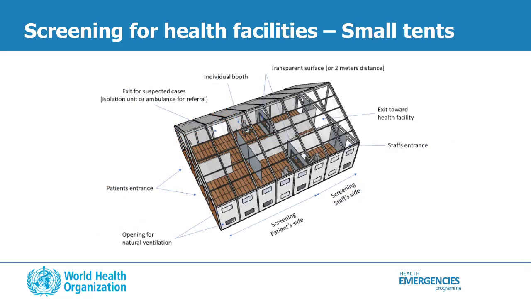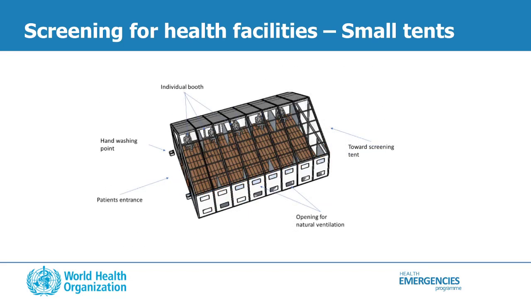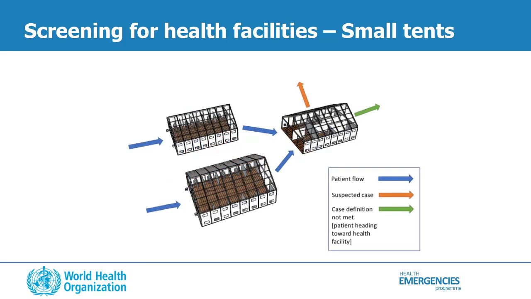Here is how a standard 45 square meter tent, commonly used in emergency settings, is divided into 10 individual booths for patients waiting to access the screening area. Small tents allow more flexibility in terms of capacity. Thus, if required by the epidemiological situation, installing more of these smaller tents to increase the waiting room capacity or installing a second screening tent can easily be done. Tents to be used for screening and waiting rooms should be correctly installed in order to allow a clear and practical patient flow.